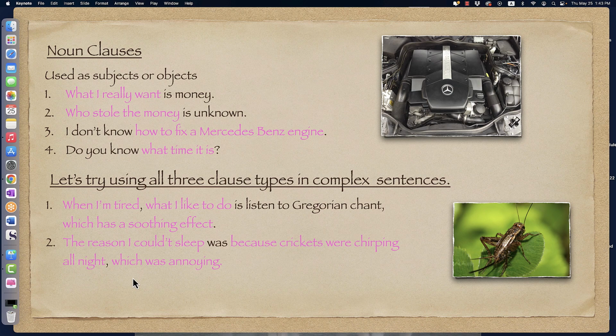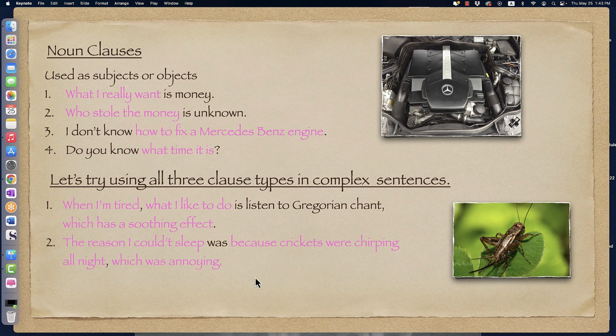And in the second example here, "The reason I couldn't sleep was because crickets were chirping all night, which was annoying." So we see a noun clause here, "the reason I couldn't sleep." We see an adverb clause showing reason here, "because crickets were chirping all night." And we see an adjective clause, "which was annoying."